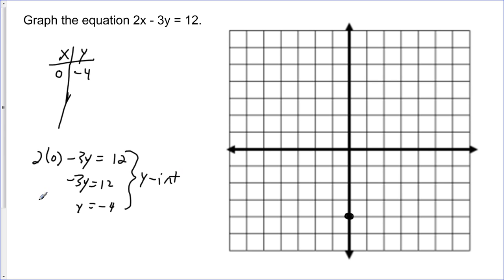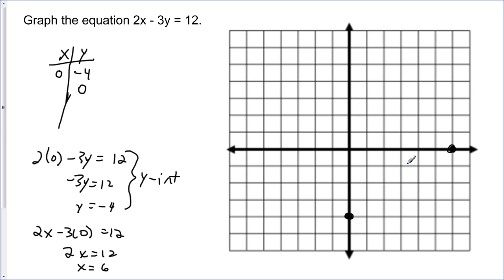Now let's find the x-intercept, where the line crosses the x-axis. We know that y equals 0 on the x-axis, so we're going to substitute 0 for y this time. And so 2x minus 0 equals 12, so that means that 2x equals 12. And 2 times what equals 12? 6. So that means the x-intercept is 6.